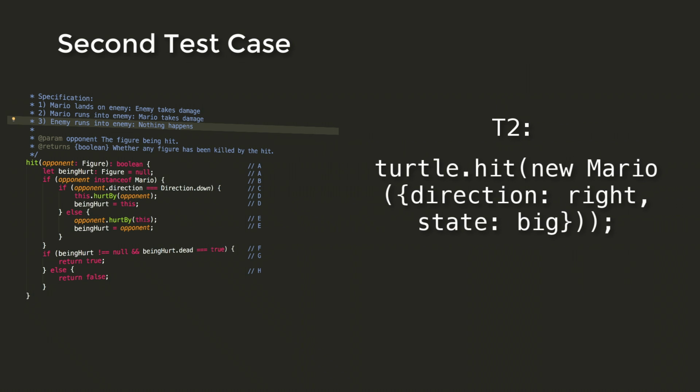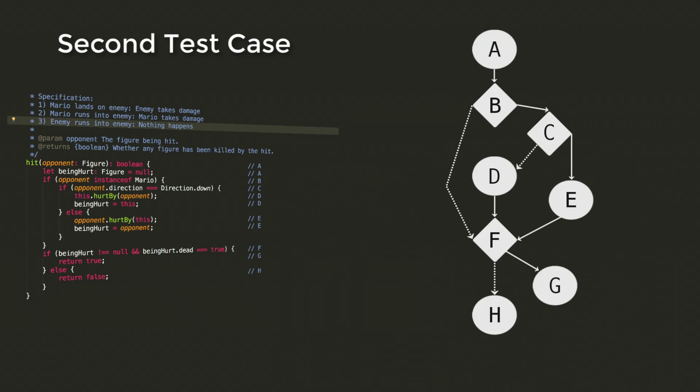Turtle.hit new Mario, who's moving right, and who's in state big. Because if Mario's big, he will survive the encounter. So once again, we flow into the program at block A, and evaluate the first if statement in block B, and we find that again, the parameter is a Mario, so we move to block C. Now at this time in this if statement, Mario isn't heading down, but is instead heading right. So instead of taking block D, the then statement, we instead execute block E, the else statement.